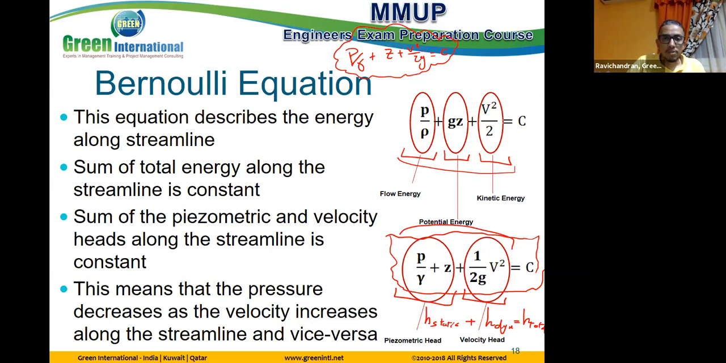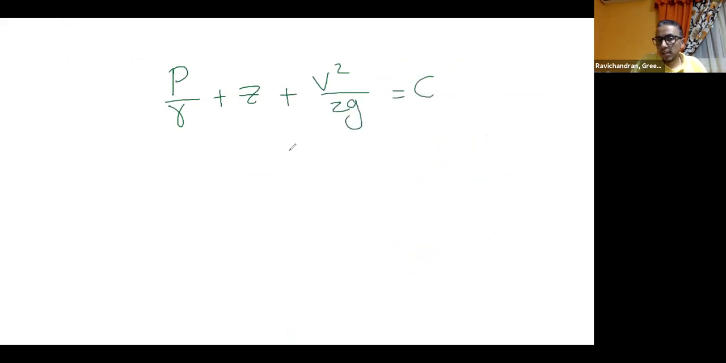I will describe the last one, the pressure form. P over gamma plus Z plus V squared over 2g equals constant. Correct? This is the head form. I need to obtain the pressure form from this one. To obtain the pressure form, the unit for each term must be pressure. So we need to cancel gamma, and it should be cancelled from all terms. To cancel gamma, we multiply each term by gamma.